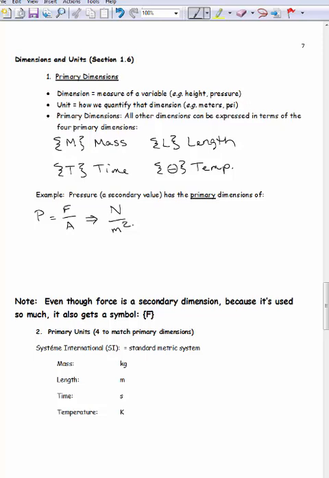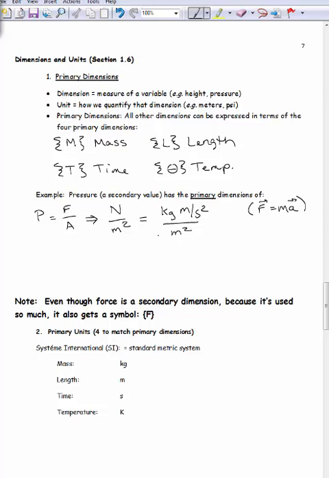We need to get dimensions, and we also need primary dimensions. So newtons, that's a force unit. That's not going to give you primary dimensions. So let's break that down. So 1 newton is 1 kilogram meter per second squared. And you know that because you know F equals ma, right? So 1 newton, which is your force, is 1 mass unit, kilogram, times acceleration, which is going to be in meters per second squared. And then we have our meters squared in the denominator.